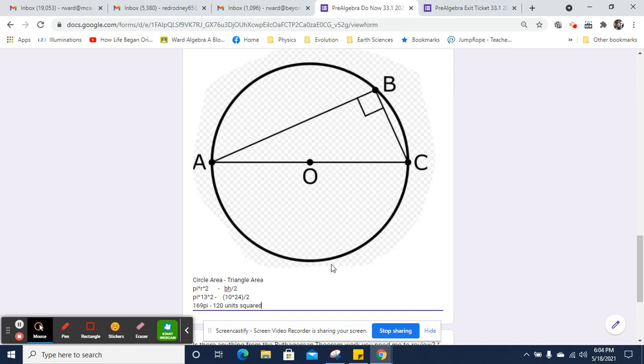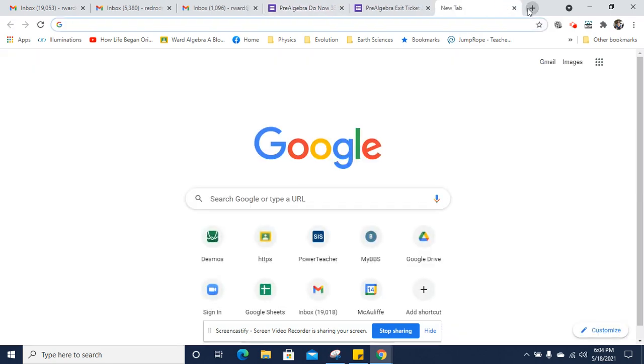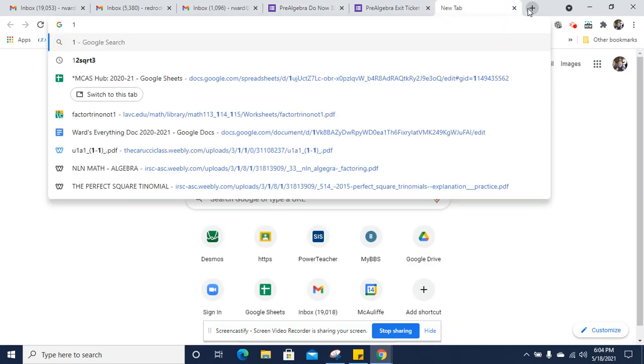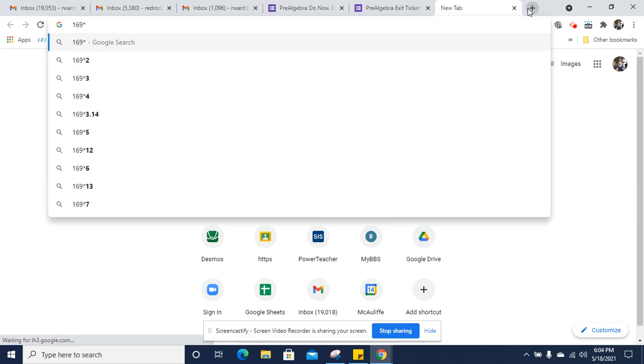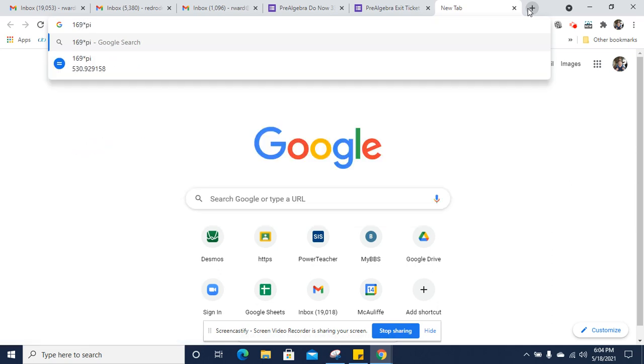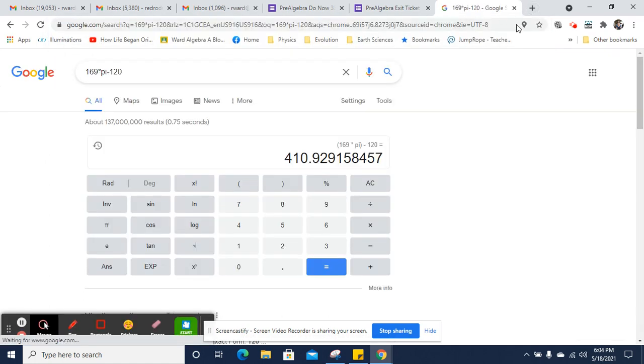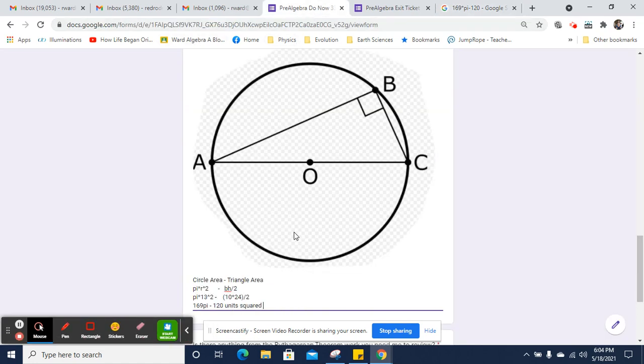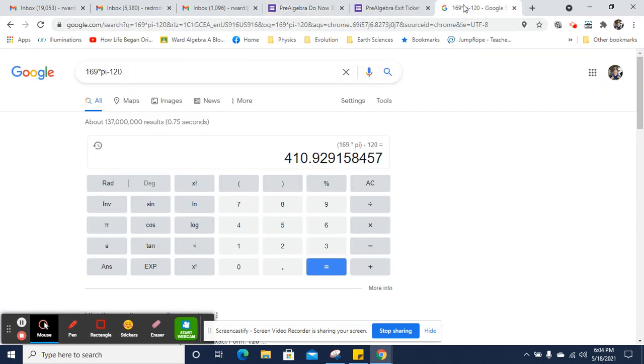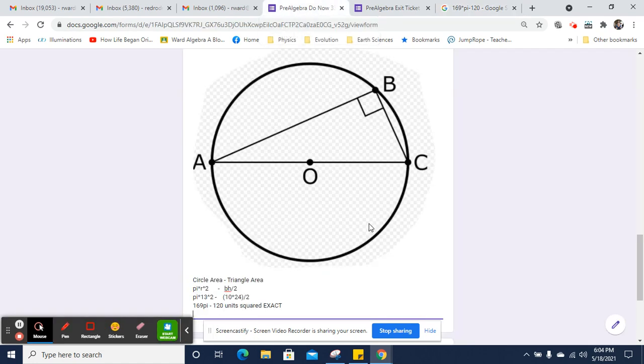If we wanted to, we could go ahead and calculate that. So it's 169 pi minus 120. 169 times pi minus 120, and we get an area of about 411 square units. That's the answer, 411 square units.